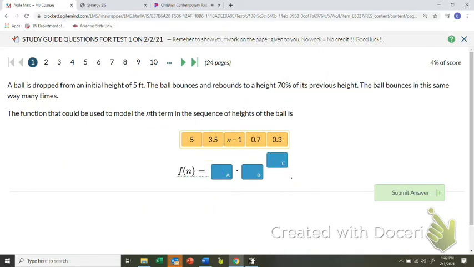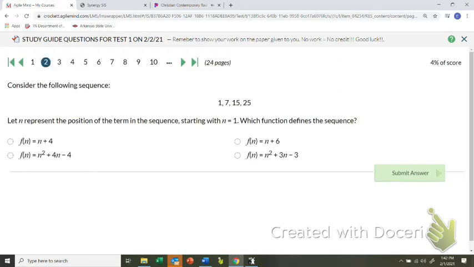All right. Number 2. Consider the following sequence: 1, 7, 15, and 25. Let n represent the position of the term in the sequence, starting with n equals 1. Which function defines this sequence? All right, I don't know. A couple weeks ago, we talked about which one mattered most, x or y. Which one was it? Y. The y. So what do you think these values are right here? They're the y values, okay?